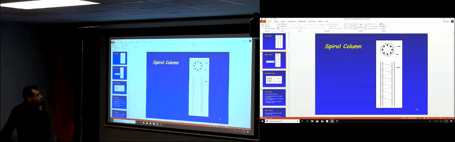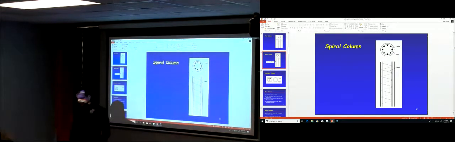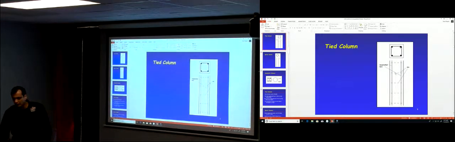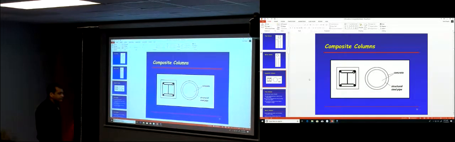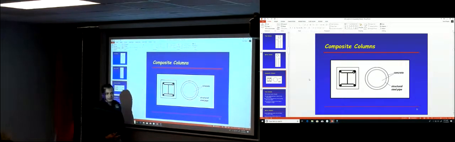Usually spiral columns are provided in round or circular columns, but you can still provide separate ties if you want. And those tied columns are provided in rectangular columns. The third type, if you have a very large load, you can provide a composite column. So a composite column is used when the amount of steel you have to provide is very, very large.